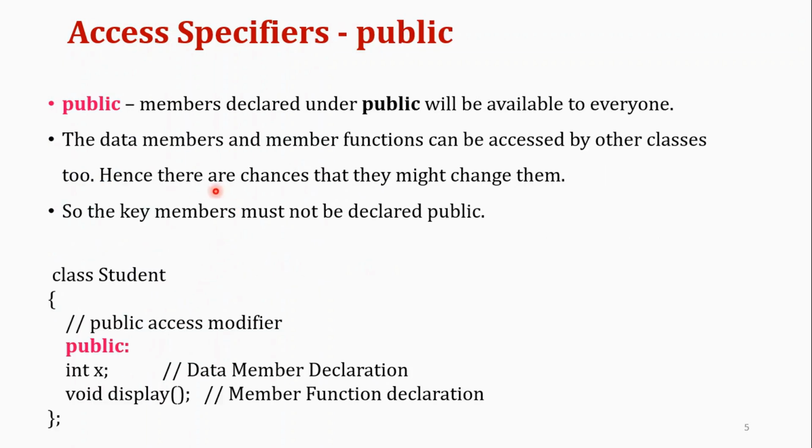Check out this example. The class keyword and the class name is Student, with curly open and close brackets marking the end of the class. Here, public followed by a colon; public is the access specifier keyword. The following members, integer x and the void display function, the member data and member function, are declared as public, which means even outside the class, integer x and void display can be accessed. That is the public access specifier, or access modifier.